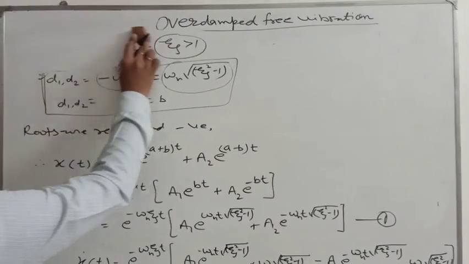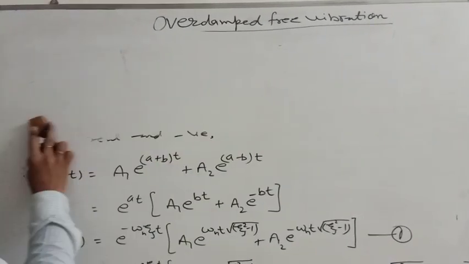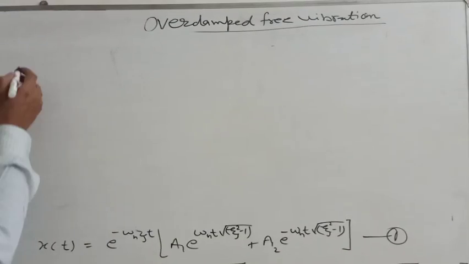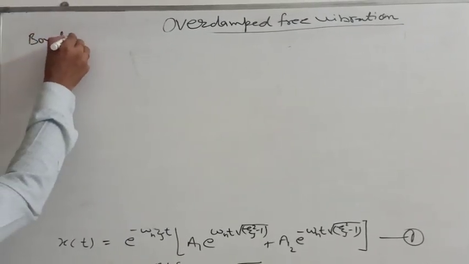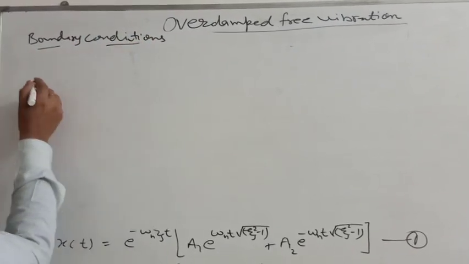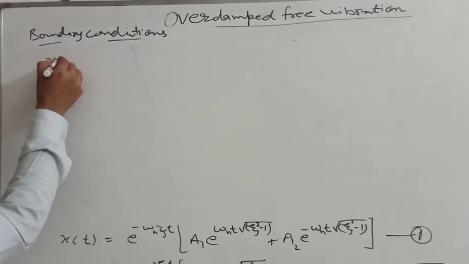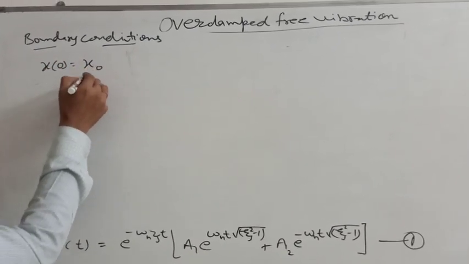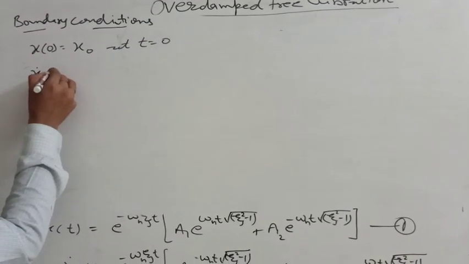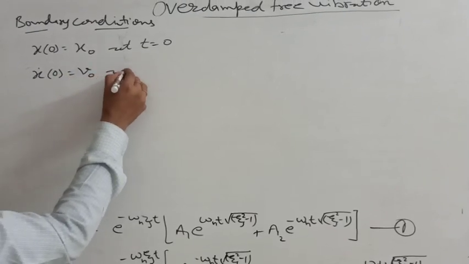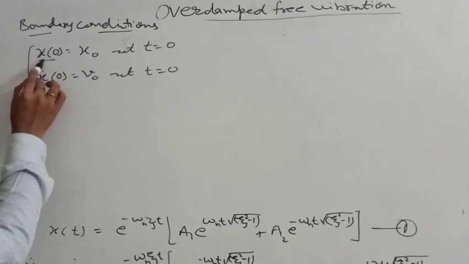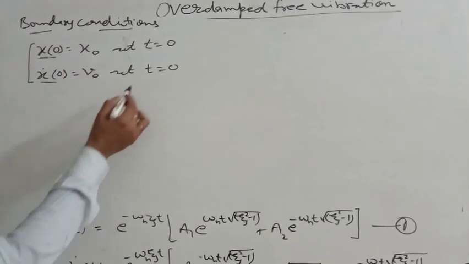Now if you are putting the boundary conditions, then the first boundary condition is this equals to x naught at t equals 0, and then this is v naught at t equals 0. It means the boundary conditions for our amplitude and for our velocity at t equals 0.